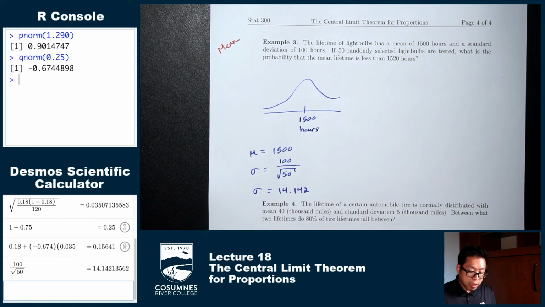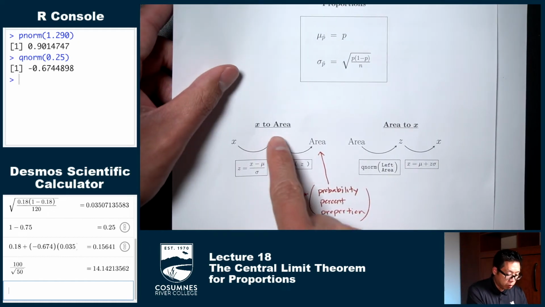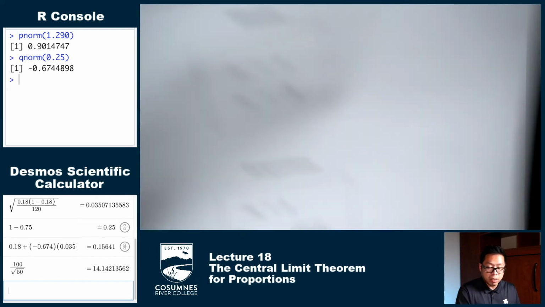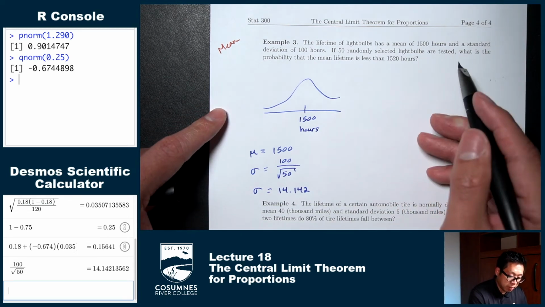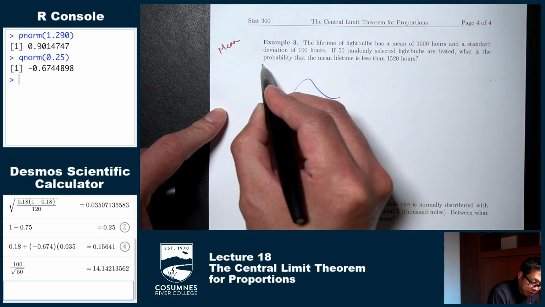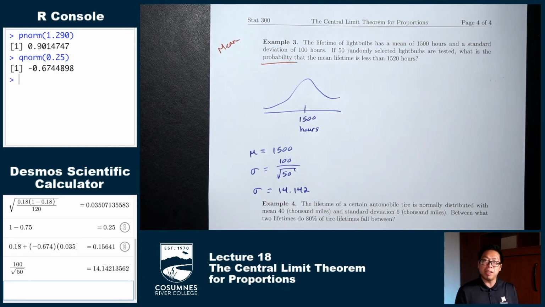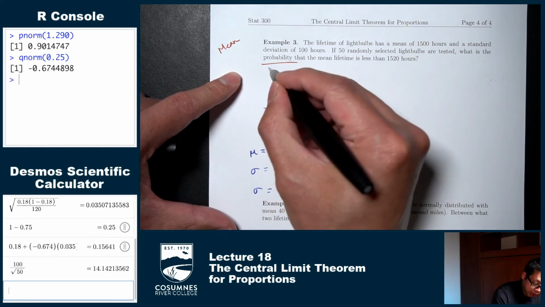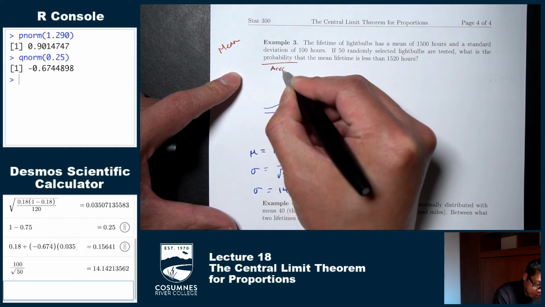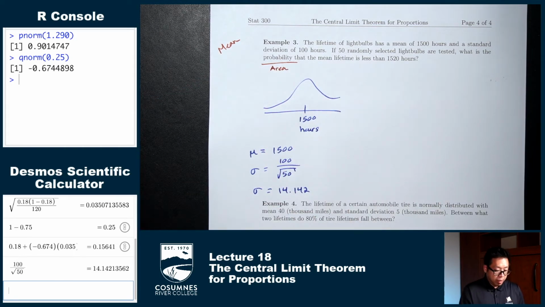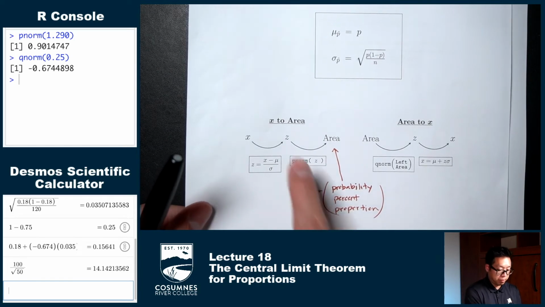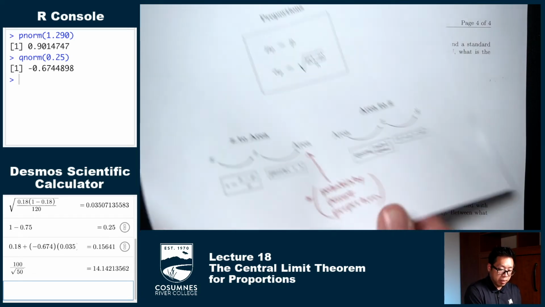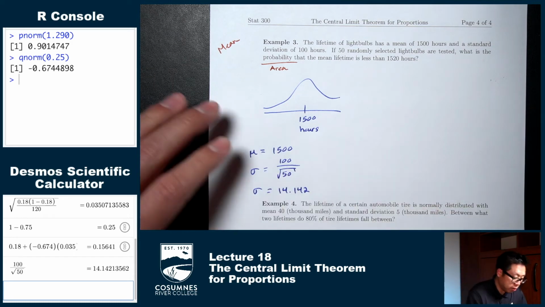The next thing I need to decide is, is this an x to area or an area to x question? So let's read the last sentence. If 50 randomly selected light bulbs are tested, what is the probability? Okay, probability, one of those P words that I said you should recognize as area. So I want area as my final answer. Which one of these ends with an area? X to area. So this is for sure going to be an x to area.